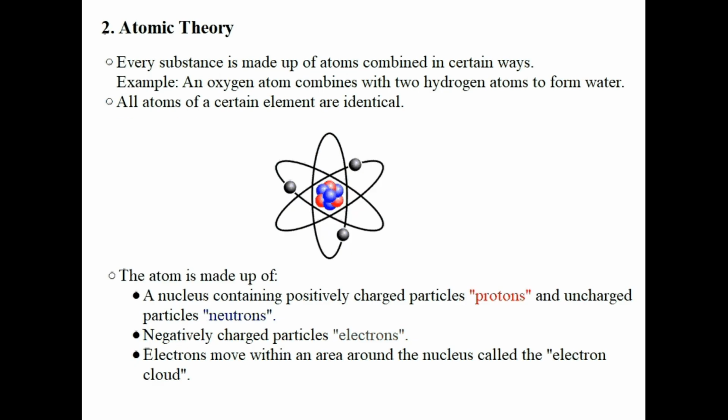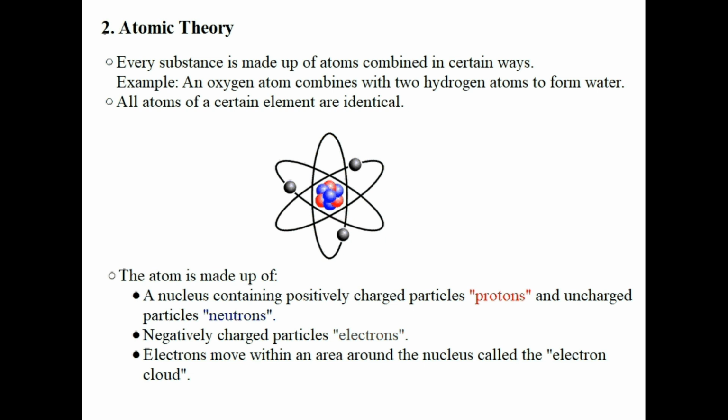Let's move to the atomic theory. What does the atomic theory state? It says that every substance is made up of atoms combined in certain ways. Example, an oxygen atom combines with two hydrogen atoms to form water. All atoms of a certain element are identical.